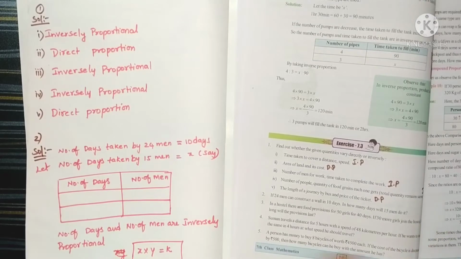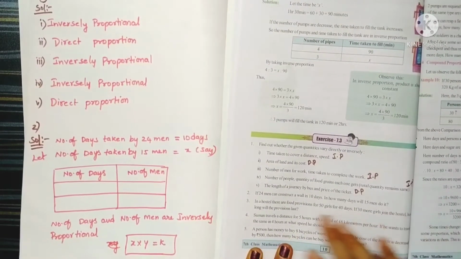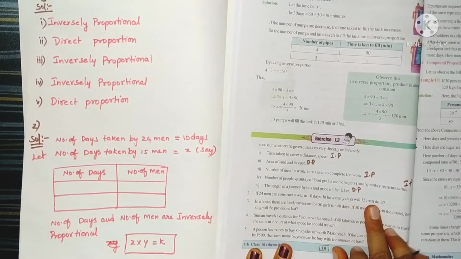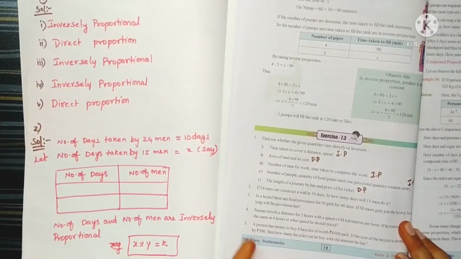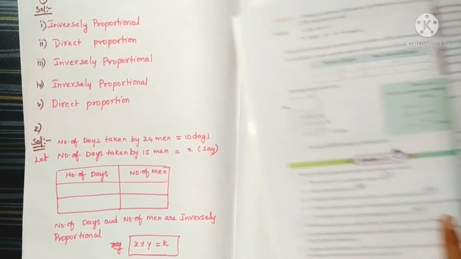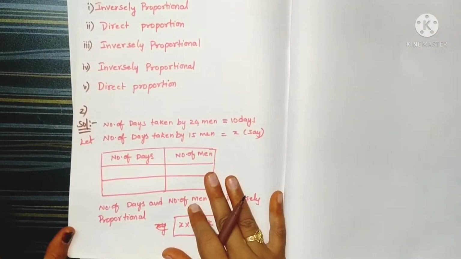Okay, direct proportion. Now second one, if 24 men can construct a wall in 10 days, in how many days will 15 men do it? ఓకే, సో ఇప్పుడే మనం చూసాము మెన్ పెరిగితే డేస్ అనేది తగ్గుతుంది. సో దట్ ఈజ్ ఇన్వర్స్ ప్రపోర్షన్. ఓకే, సో జస్ట్ రైట్ ద స్టెప్స్ సింప్లీ.